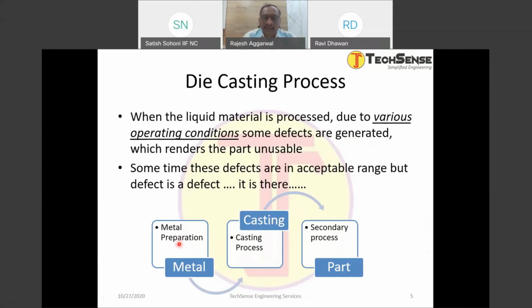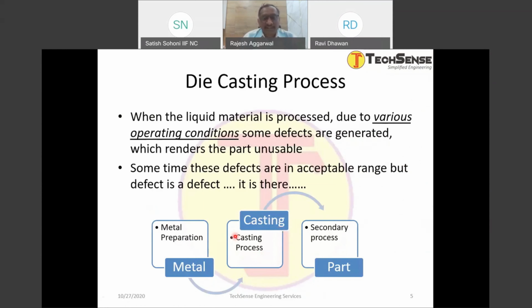So we can look at it in terms of the input, process, output. If the metal is the basic input, the die casting process is where the liquid metal gets solidified. And then we have the secondary process where we have the fettling, shot blasting, machining, painting, all other secondary processes being done on the aluminum casting part.